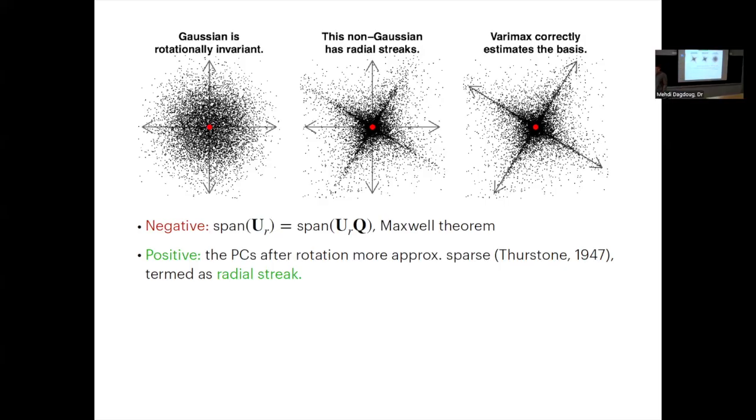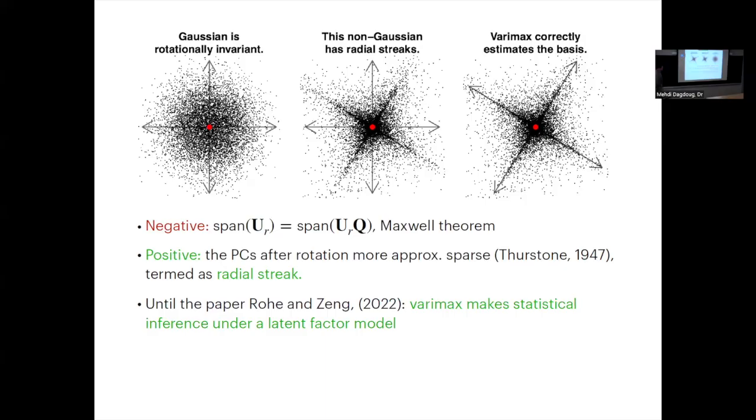This type of phenomenon, that after rotating, all the low-dimensional coordinates tend to be sparse, is termed a radial streak by Thurstone in 1947. People have constantly found this pattern by using principal components. And this is the positive part, because being sparse means you have more interpretability in the rotated space. The question is whether there is any statistical justification for this. This was a long-standing problem until the JRSSB discussion paper in 2022 by Karl Rohe and Muzhe Zeng from the University of Wisconsin.